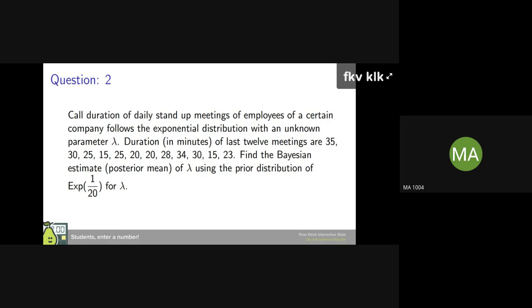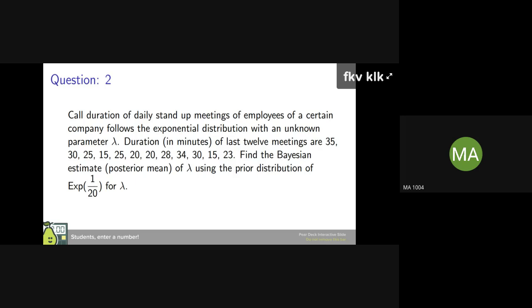Now it is also given to you that the records from the last 12 meetings are 35, 30, 25, 15, 25, 20, 20, 28, 34, 30, 15, 23. These are the timings for which the daily stand-up happened. Given this information, you have to find the Bayesian estimate of lambda. Bayesian estimate here means the posterior mean. The prior distribution that lambda follows is exponential 1 by 20.